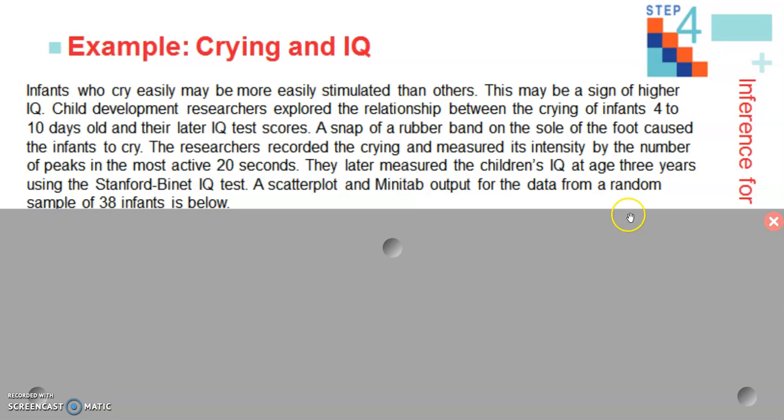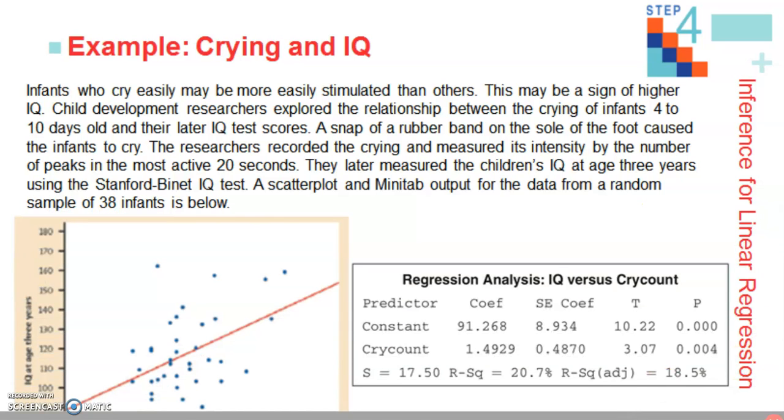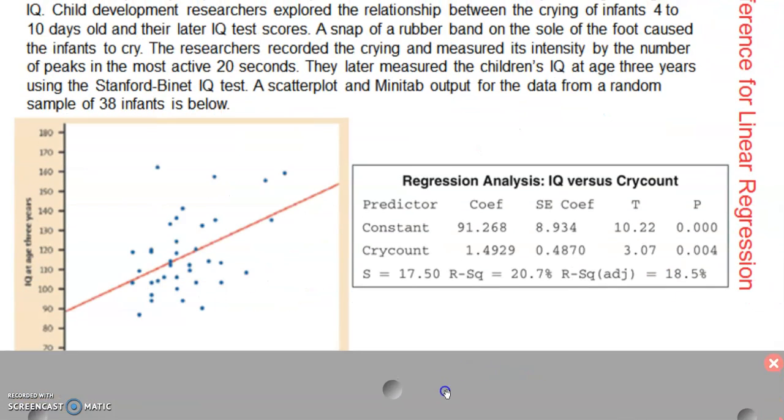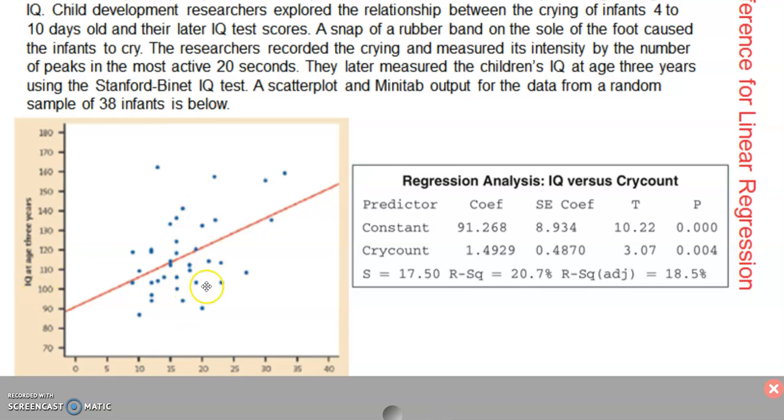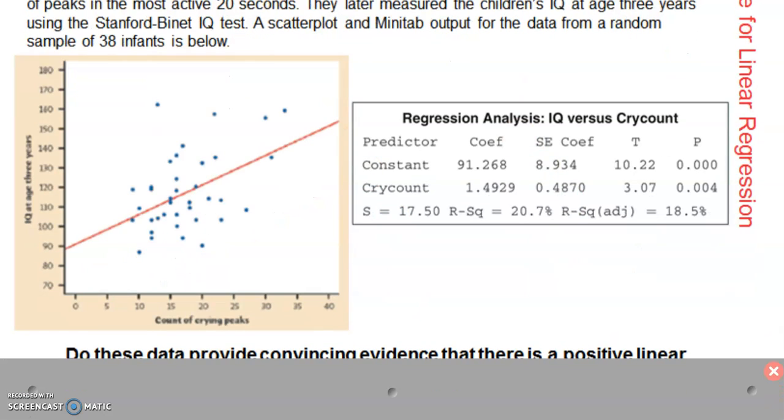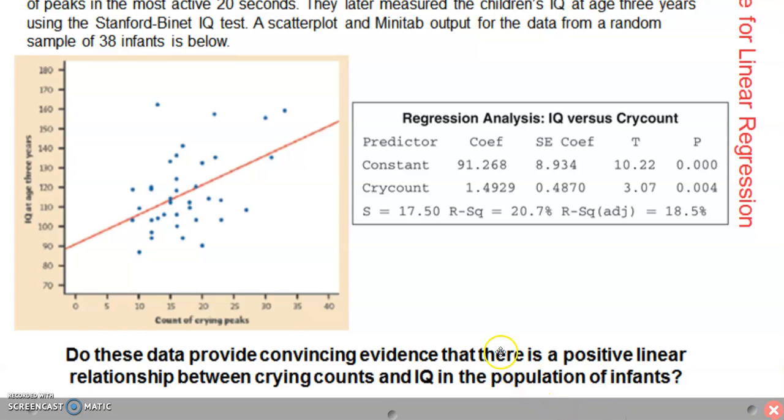So, if you look at the information we get in the actual question, we are given the following. Here is the scatter plot, and here is the regression analysis output table. Now with this information, we can answer this question without having to type it into our calculator. And that question is, do these data provide convincing evidence that there is a positive linear relationship between crying counts and IQ in the population of infants?